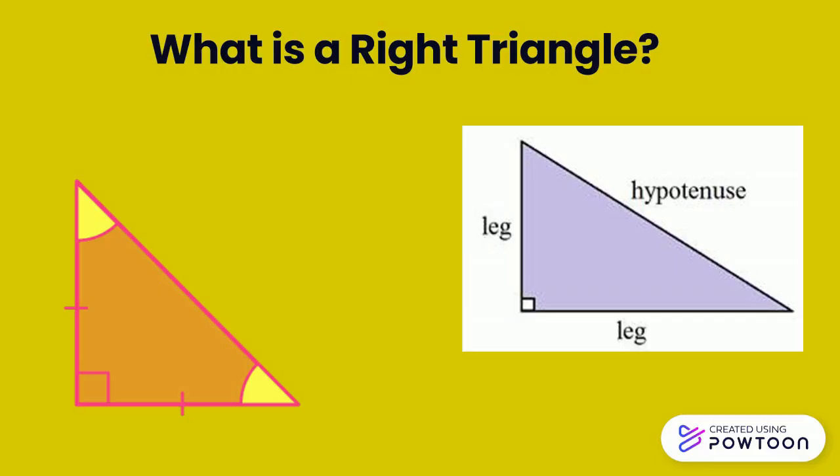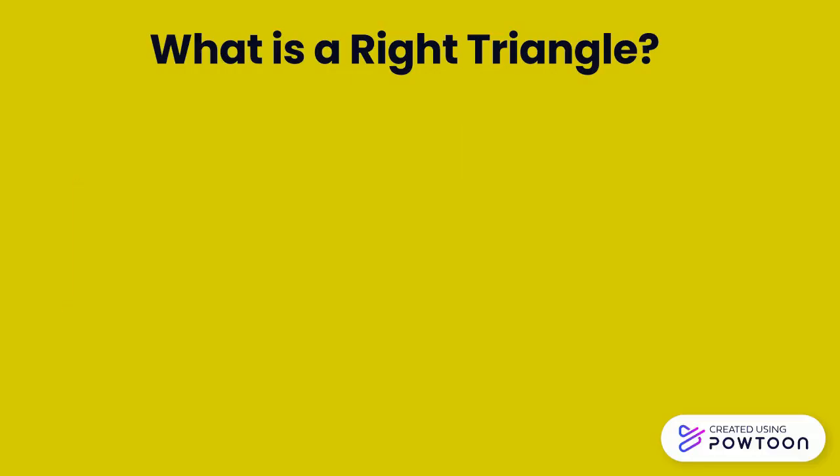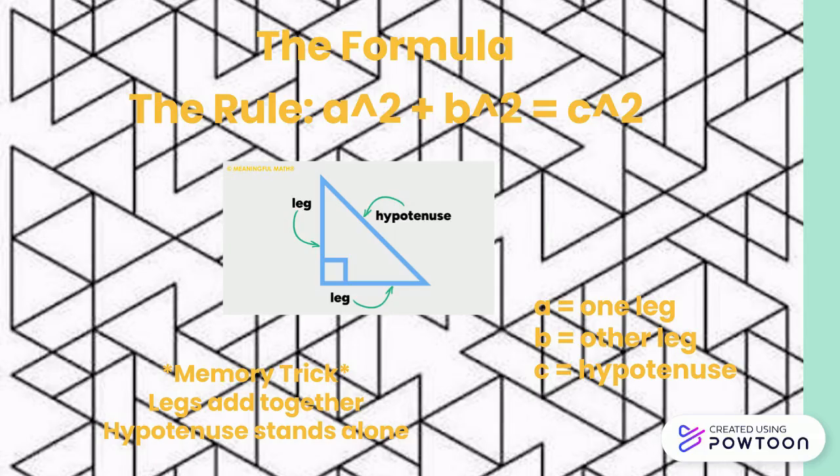So now that we know how to identify a right triangle, let's talk about the formula. This formula tells us that if we square the lengths of the two legs and add them together, we get the square of the hypotenuse. We will then take the square root to find the missing side.